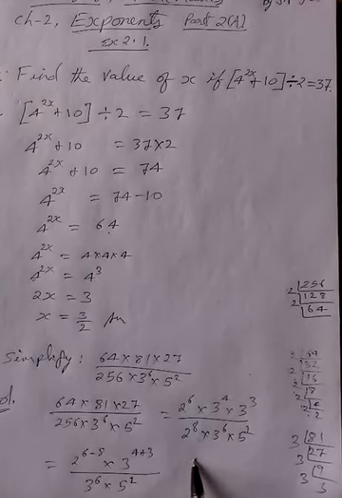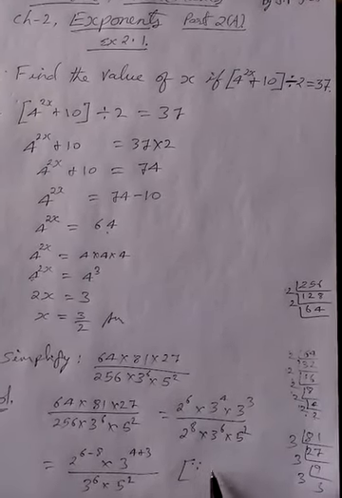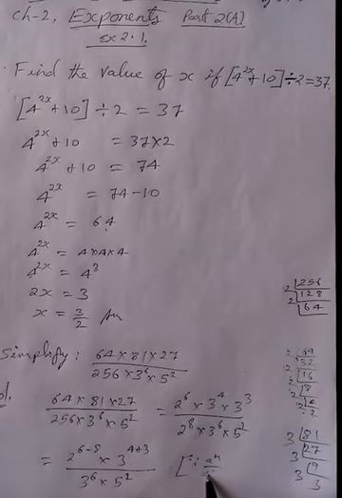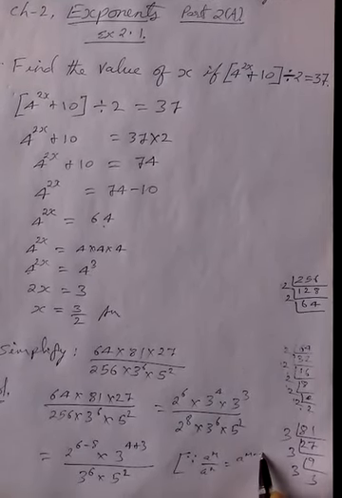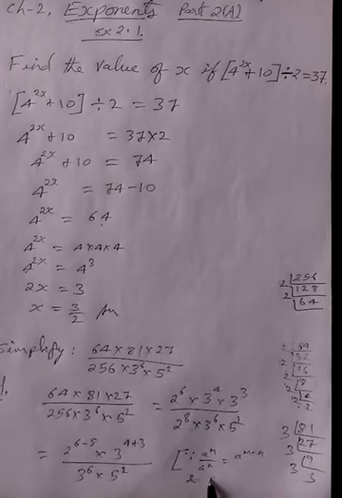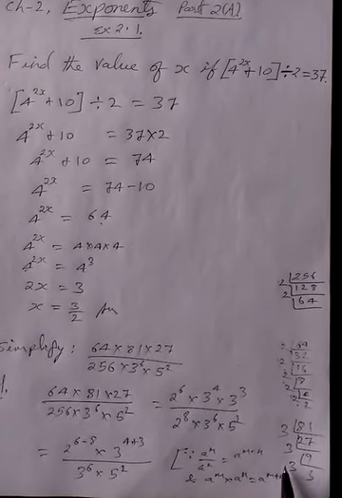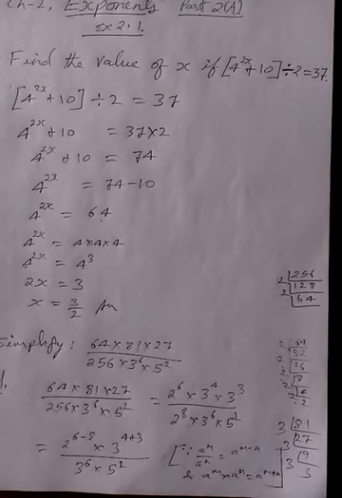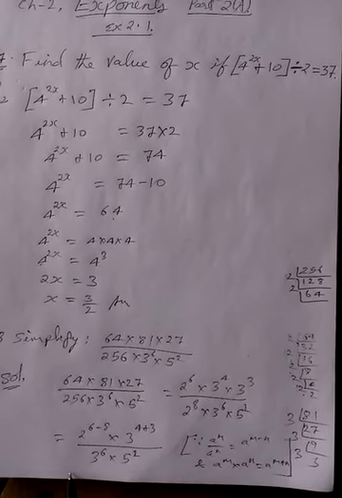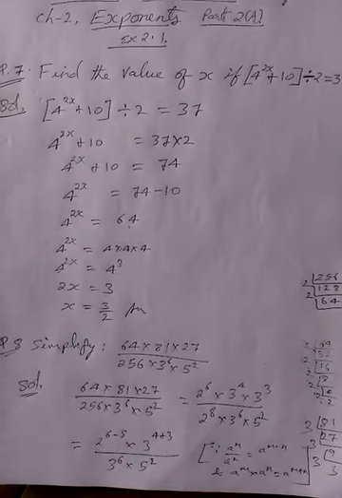We will write here the laws we have used, that is, a raised to the power m upon a raised to the power n is equal to a raised to the power m minus n, and a raised to the power m into a raised to the power n is equal to a raised to the power m plus n. These two property laws I have used here. Now what it will become, we will see on the next page.